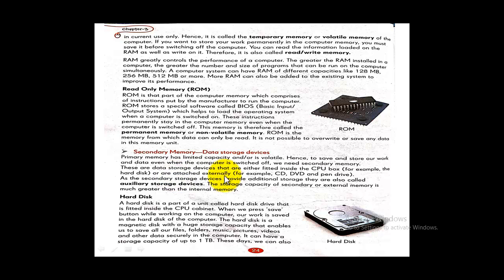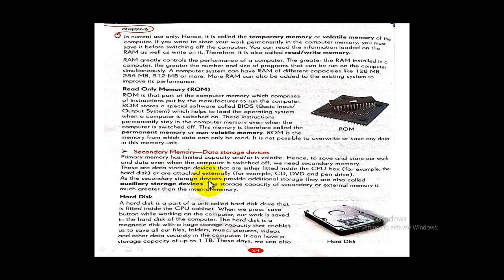These are the things that you can attach externally. A pen drive is attached through the USB port, and CDs and DVDs are used in the CD drive or DVD drive. But the hard disk is fitted inside the CPU box or the CPU cabinet.